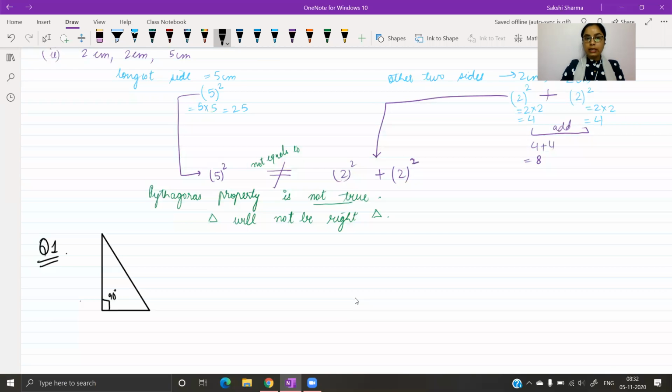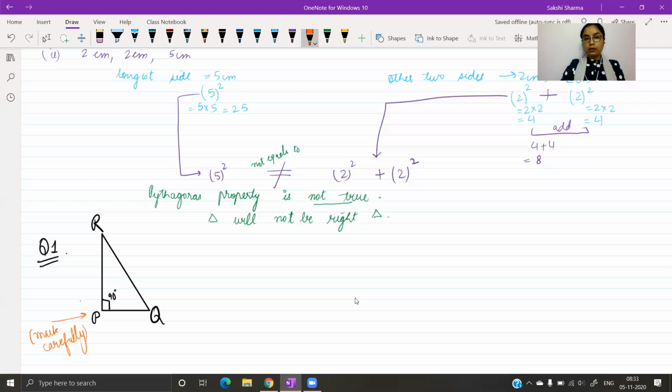Now be careful in your question, where is the 90 degree angle given? We have to write the name of the triangle. When you write down the name of the triangle, be very careful. The 90 degree angle is at P and QR can be taken anywhere. You can take Q on the bottom, R on top. So I'm going to name Q here and R here. This is important, 90 degree. Mark carefully the point at which the 90 degree angle is given.